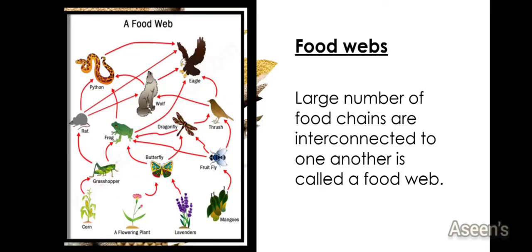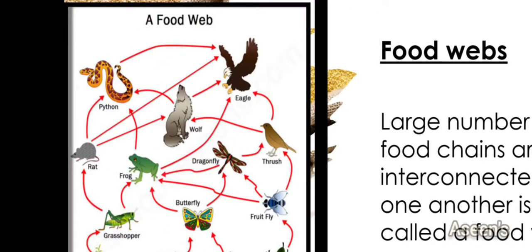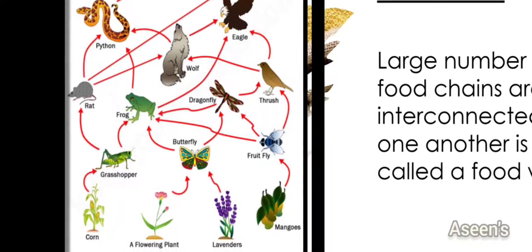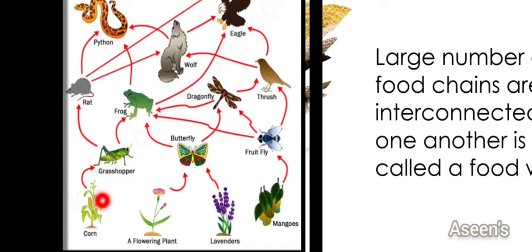Similarly comes food webs. A large number of food chains, when they are interconnected, we call it a food web. You can see here in the picture, so many food chains are present. Let's start with corn over here. Corn is eaten by grasshopper. Now grasshopper can be eaten by frog as well as by a rat. If I just select frog for now, then this food chain has to be this one. This frog has to be eaten by eagle.